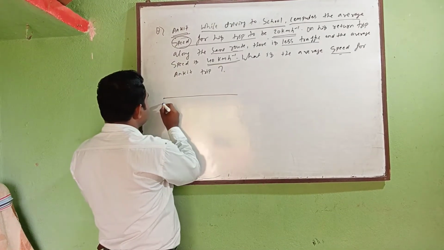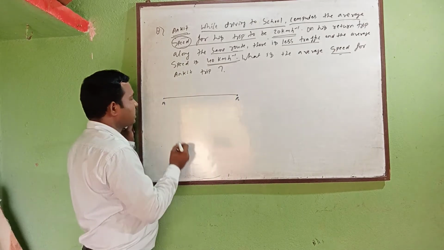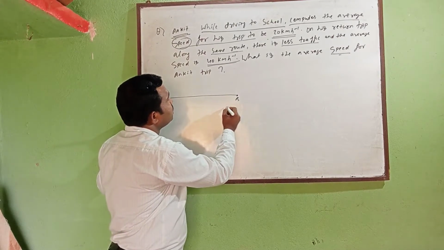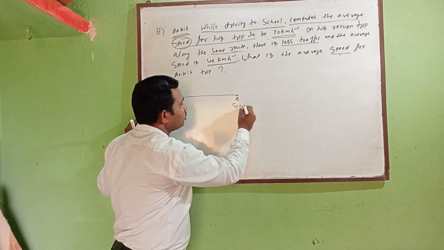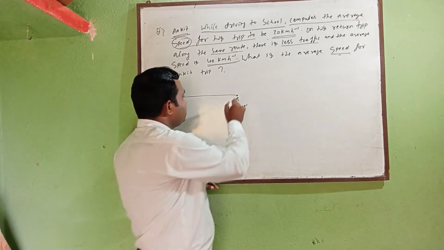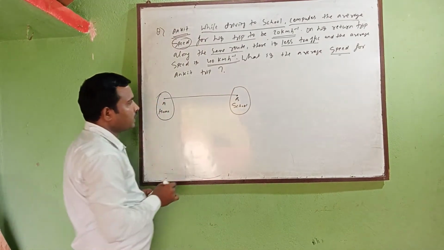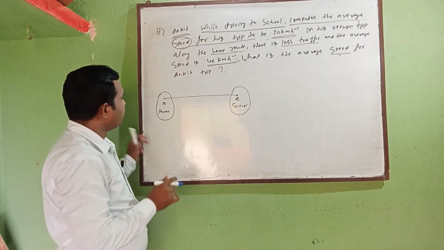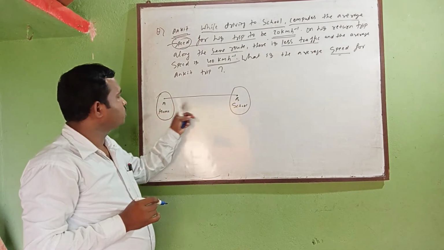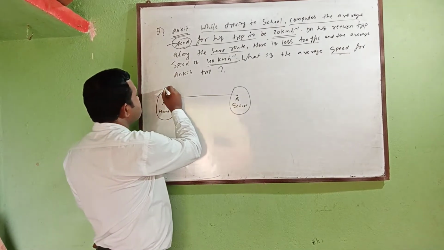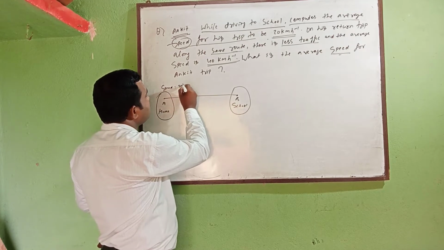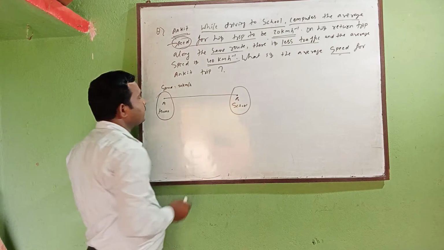Suppose this point is A and this point is B. Suppose A is home and B is your school. I have marked the two points. When Ankit starts to go from home to school, his speed is 20 kilometer per hour. Is it clear?